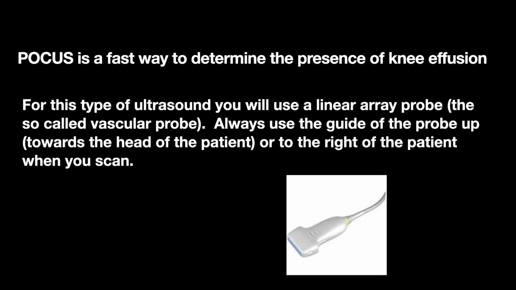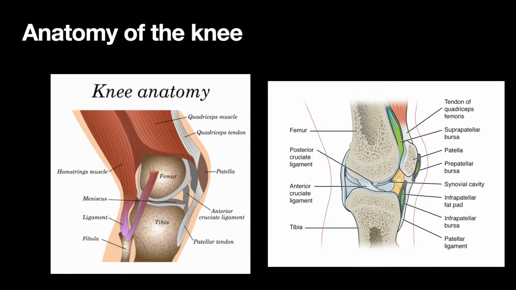Point of care ultrasound is a very fast way to determine the presence of knee effusion. You would like to use a linear array probe and always point the linear array towards the head of the patient or towards the right so you know what you are seeing. The linear array will give you more detail but less depth.